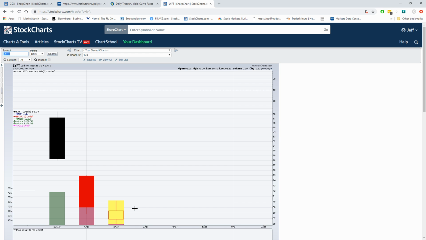As you know, I don't really trade IPOs very much, especially when they don't have options. So I don't have any skin in this game with LYFT.